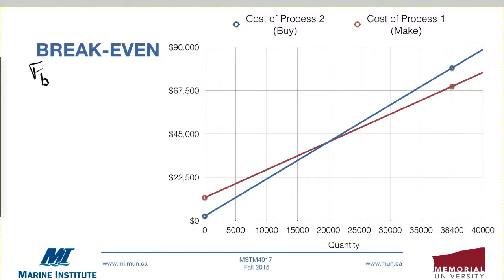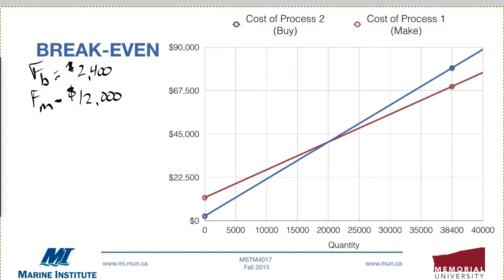So rather simplistically, we'll look at the fixed costs. By the way, this is example A3 on page 32. The fixed costs to buy are going to be $2,400. And the fixed costs to make, as you would imagine, are significantly more at $12,000.